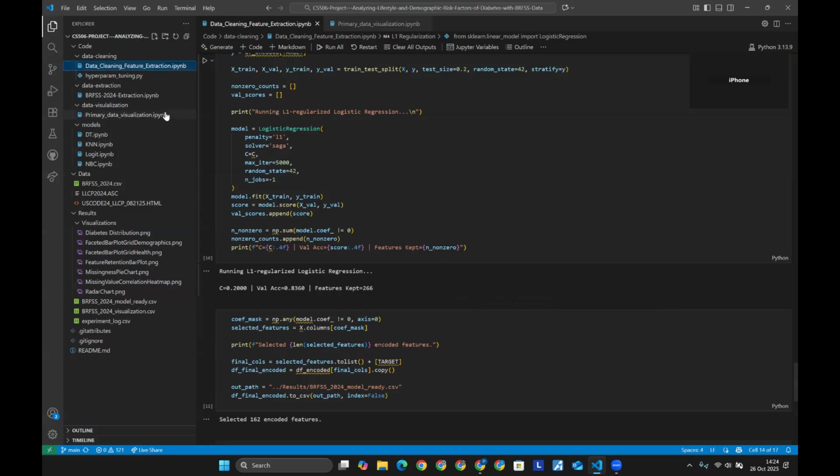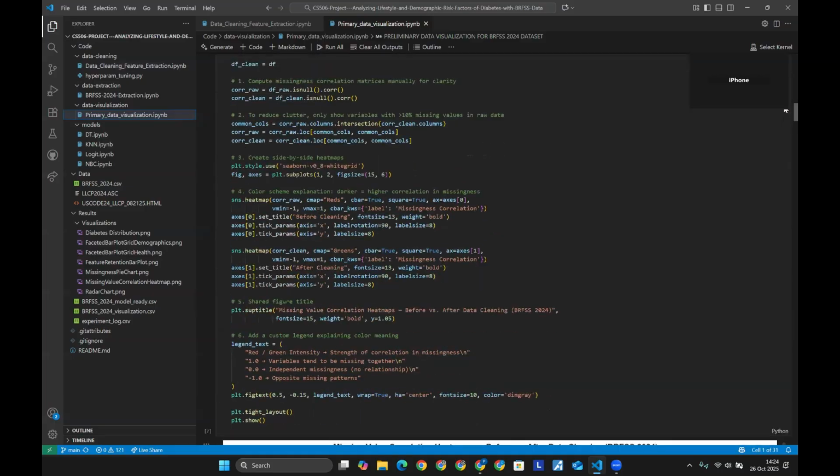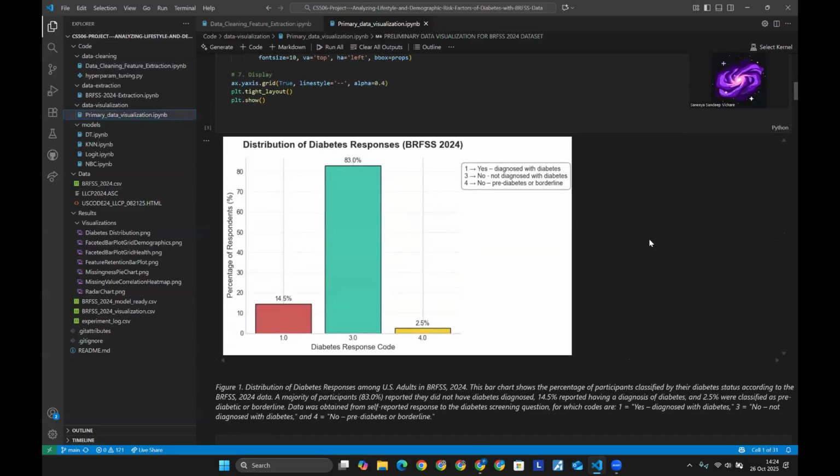So next, Saneeya will walk through how we visualized these findings. Okay, let's move on to the visualization section of our project, where we explore patterns in the BRFSS 2024 dataset and assess the effects of data cleaning. Figures 1 through 3 focus on data cleaning and data quality improvement.